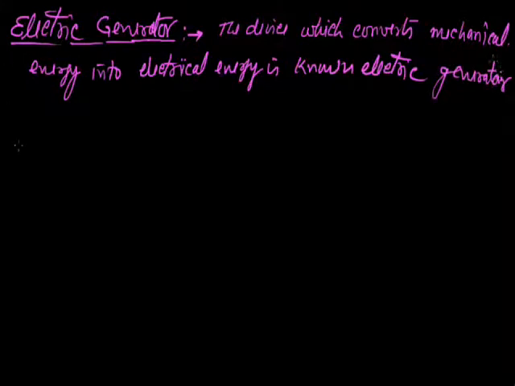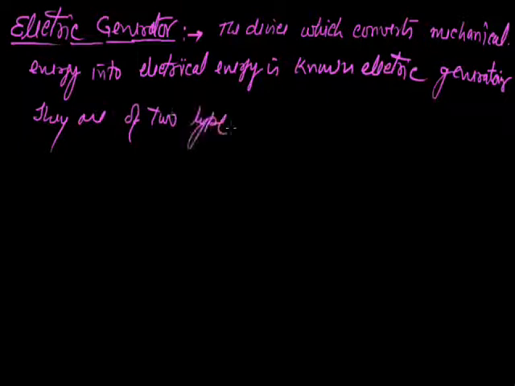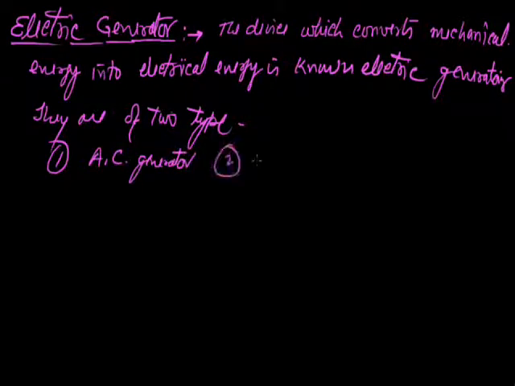There are two types. Number one is the AC generator, alternating current generator, and second is the DC generator. Today I will take the AC generator.